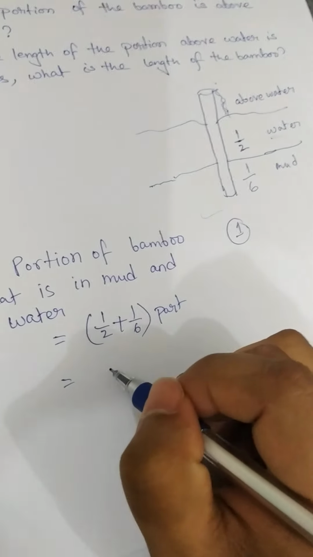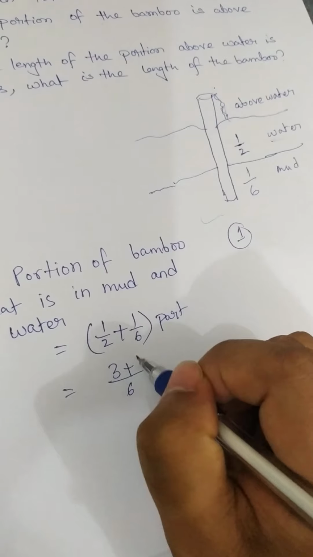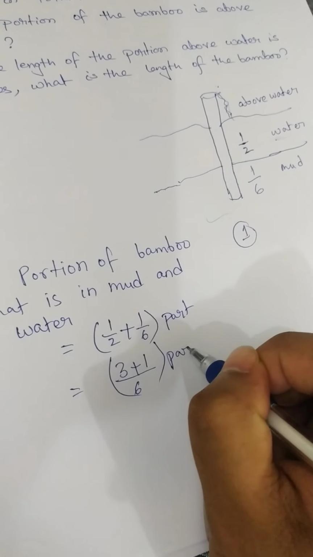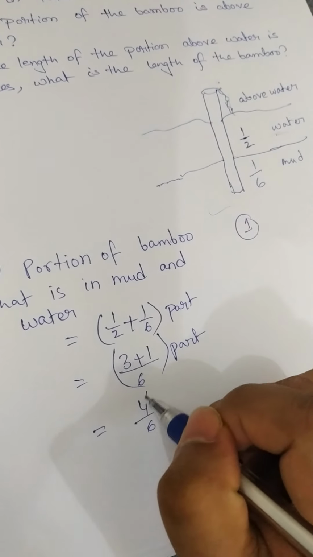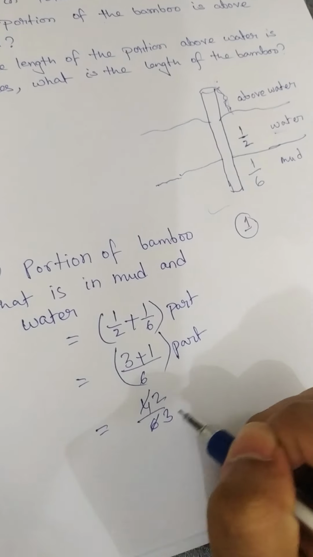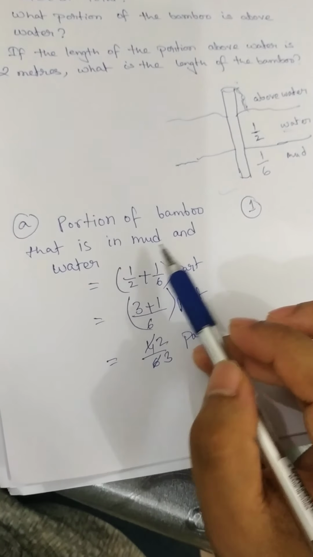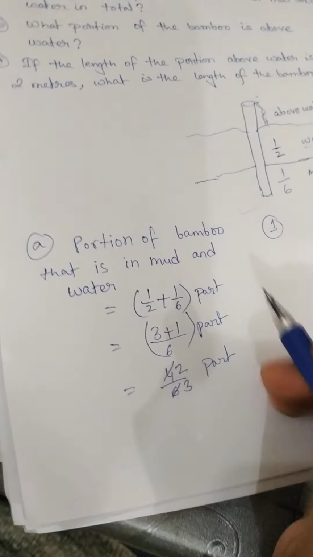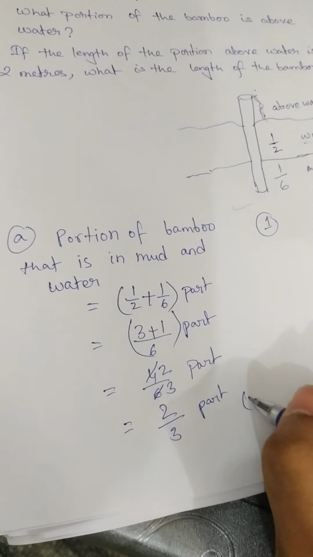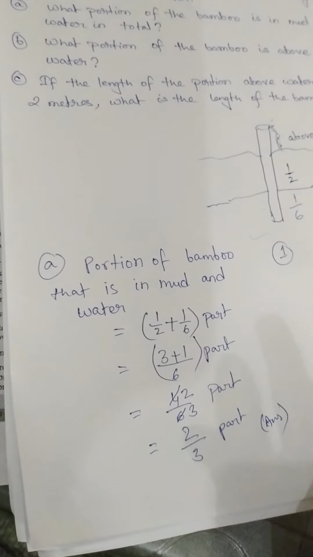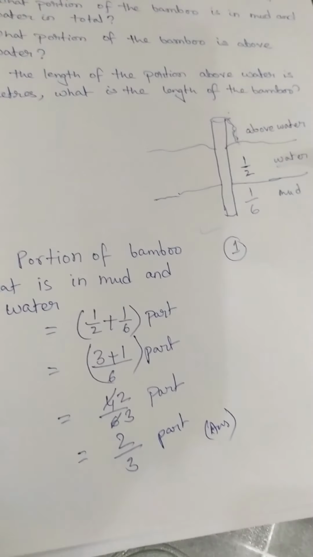The LCM of 2 and 6 is 6. So 3 plus 1, it's 4 by 6 part. 4 by 6 can be reduced: 2 2s are, 2 3s are. So 2 by 3 part. So 2 by 3 part of the bamboo is in mud and water in total. We can just write 2 by 3 part. That is our answer. Alright, so the portion of bamboo that is in mud and water equals, just add the portions 1 by 2 and 1 by 6.